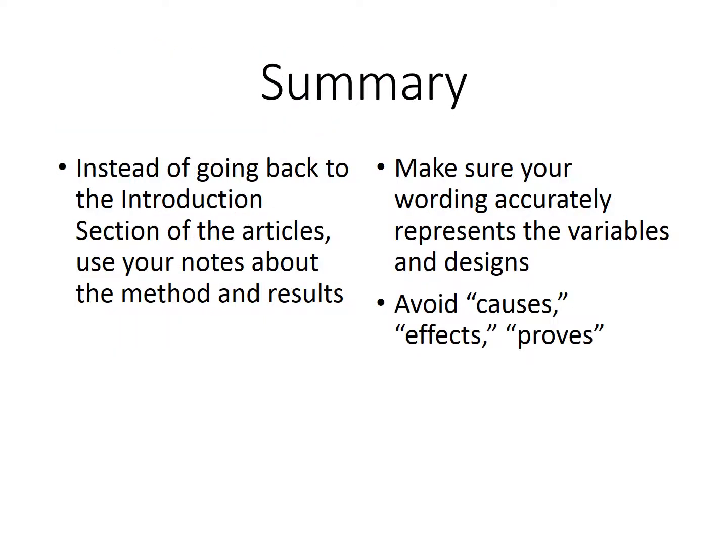Accurately using primary source information from articles is easier if we think about the content of each section of the manuscript and apply what we know about research methods. That helps us focus on our notes about the method and the results, rather than going back to look at the article and starting with the introduction section. Thinking about the information and what we know about research methods helps us use the right wording, especially if we make a habit of avoiding the words causes, effects, and proofs.